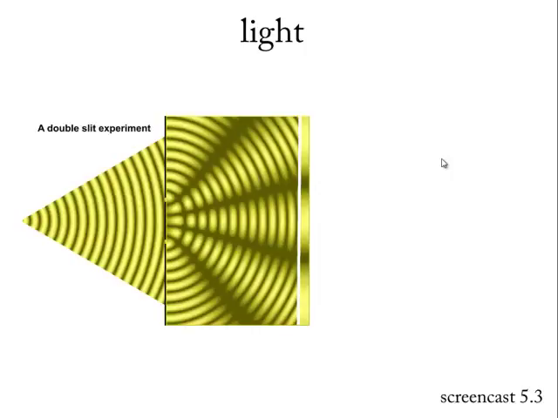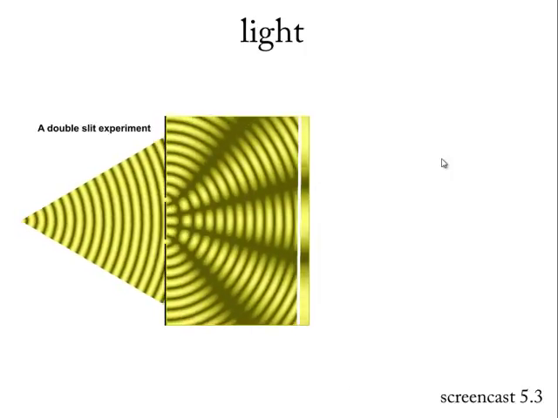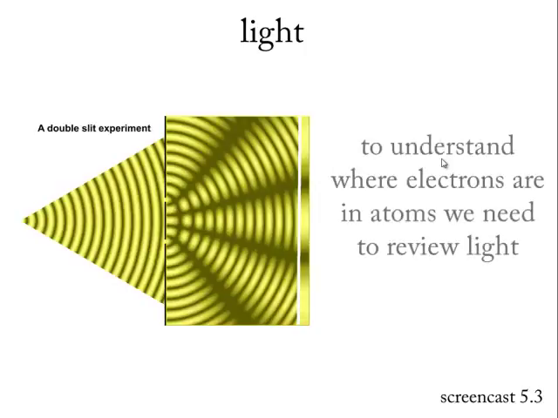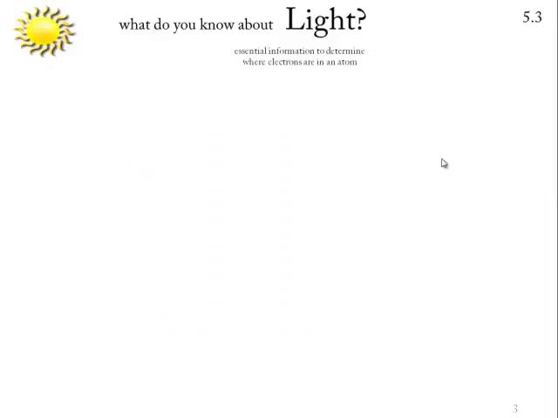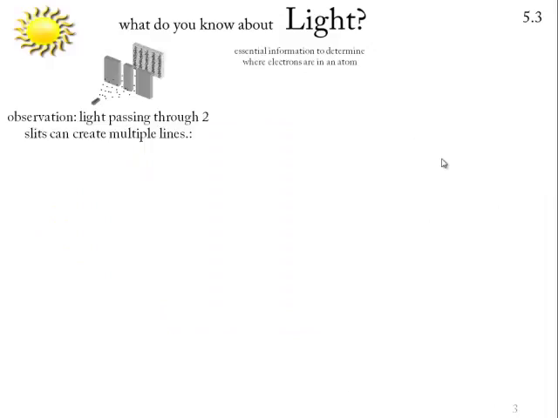We better review a little bit about light before we go into this discovery. So, for Screencast 5.3, we'll be talking about light and the electromagnetic spectrum before we get into how this applies to where the electrons are in an atom. This is Screencast 5.3. So what do you know about light? Here's some essential information.